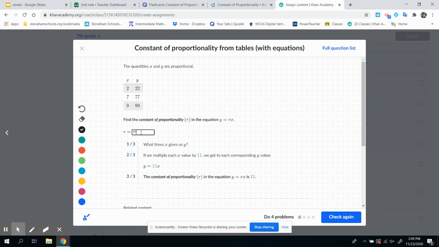And so you could even pause this video and write this down as an example, right? And kind of rewatch how I did it. And that way you'll be all set for the Khan Academy assignment.